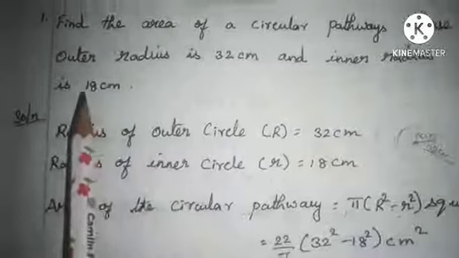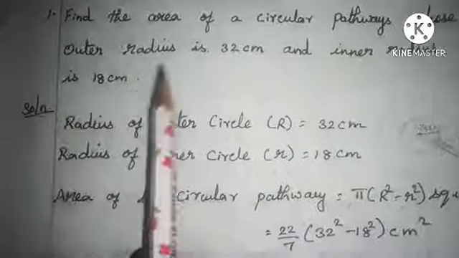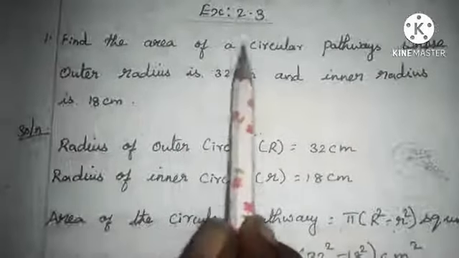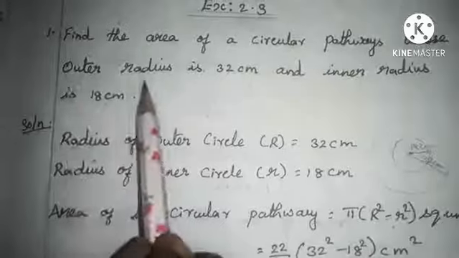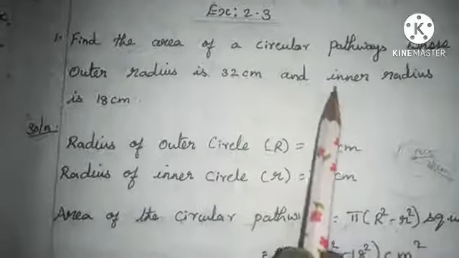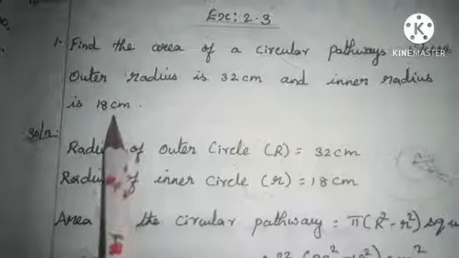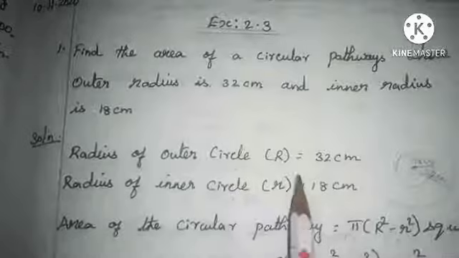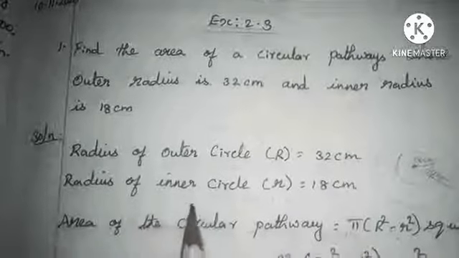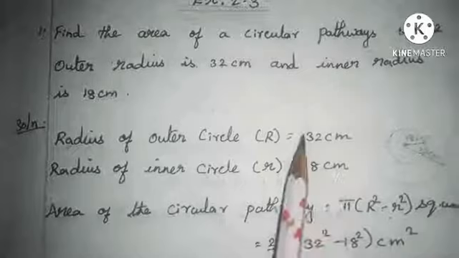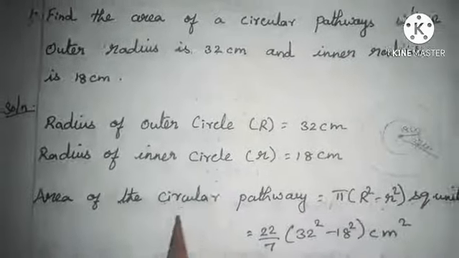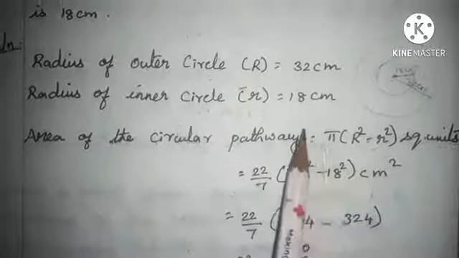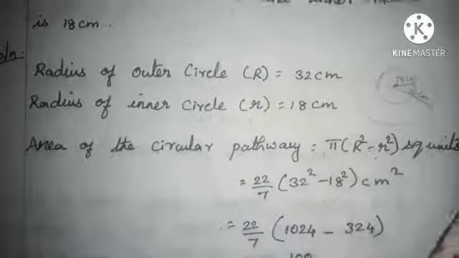Using that formula, we are going to see how to solve the problems from exercise 2.3. First sum, find the area of a circular pathway whose outer radius is 32 cm and inner radius is 18 cm. Here they have given the outer radius of the circle is capital R equal to 32 cm and the radius of the inner circle is equal to 18 cm. Using these two radius, we are going to find out the area of a circular pathway. That is, area of a circular pathway equal to pi into capital R square minus small r square square units.